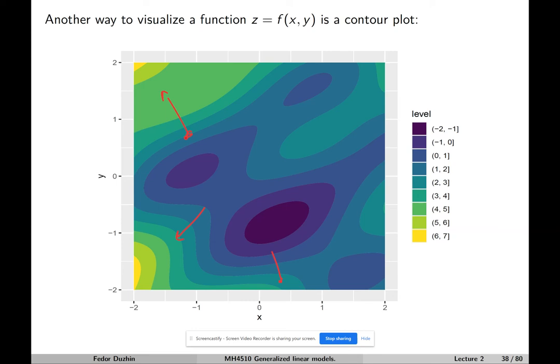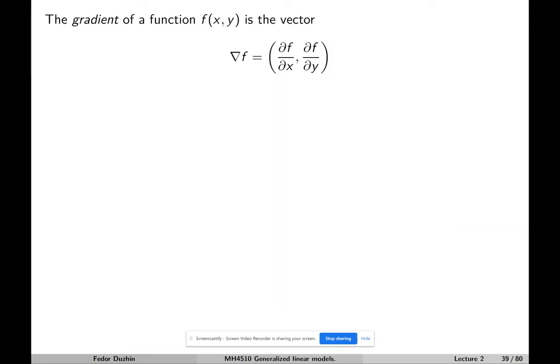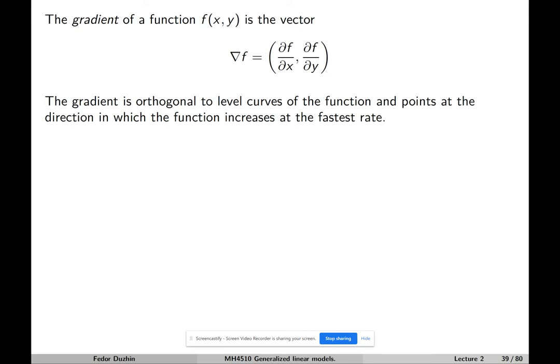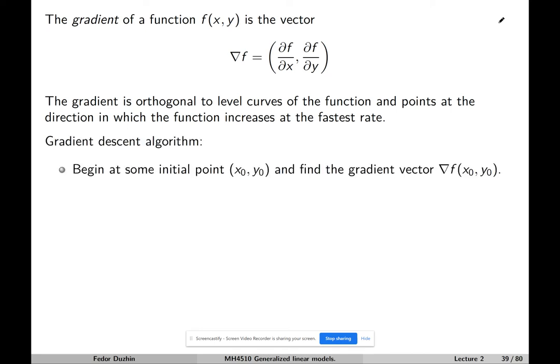Which brings us to this method of gradient descent, right? Here is the formal definition of the gradient. It's a vector. If we have two variables, then it's a two-component vector. So it belongs to R2, and its entries are partial derivatives of our function with respect to the two variables. It is perpendicular to the level curves, which we have just seen in the picture.